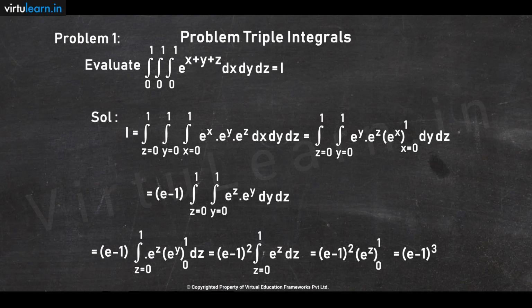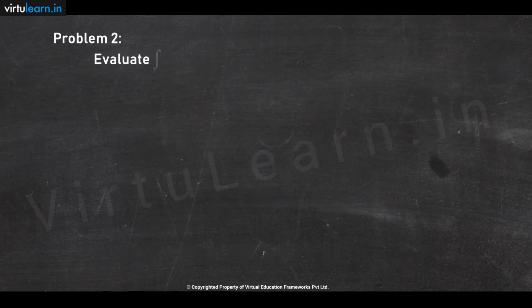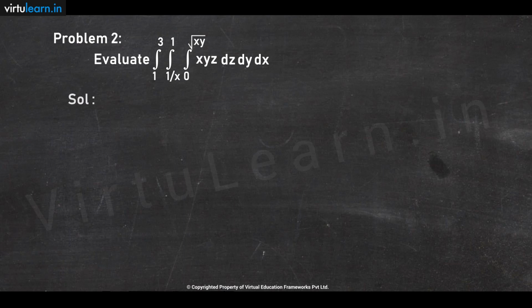Let's discuss the second problem. Evaluate integral 1 to 3, integral 1 by x to 1, integral 0 to root of xy, of xyz dz dy dx. We observe that here one set of limits are depending on x and y, so they shall be limits for z. Then as a consequence the other limits depending on x will be the limits for y. The constant limits will be the limits for x.